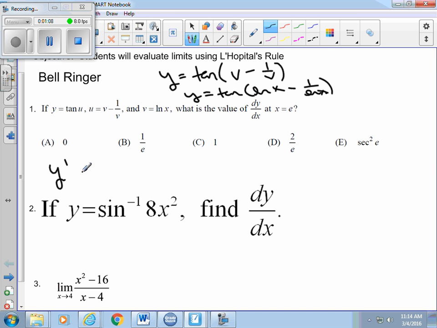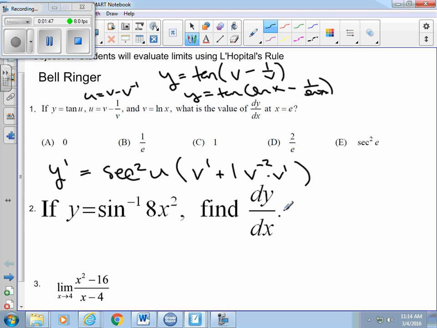Y prime would be secant squared of u times u prime. Everyone agree with that part? I'm going to rewrite u to be v minus v to the negative 1. Are y'all okay with that? U prime would be v prime plus 1 v to the negative 2 times v prime. Everyone agree with that?